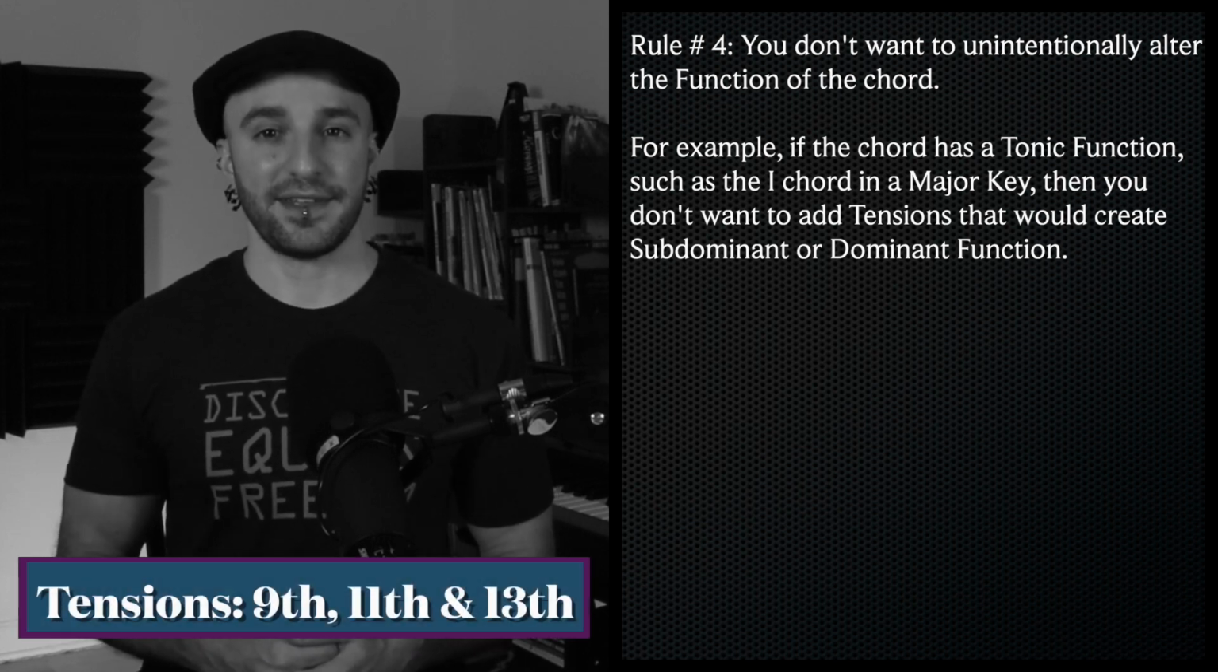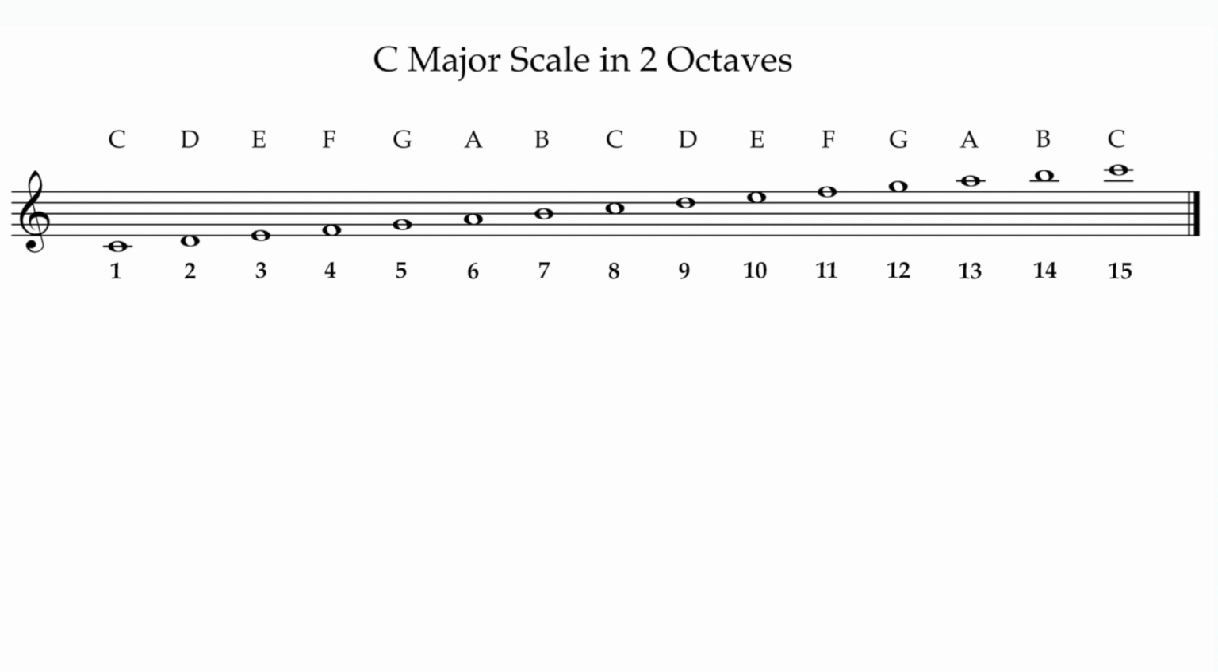But first, let's look at the origins of the tensions and why we call them the 9th, the 11th, and the 13th. This is our C major scale in 2 octaves. If you start on the first degree of the scale, also called the root or the tonic, and you stack in thirds, a third up from C would be E, and a third up from E would be G. This is your C major triad. If you continue stacking, another third will give you the 7th, which would give you a C major 7 chord.